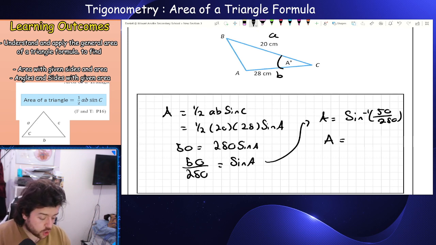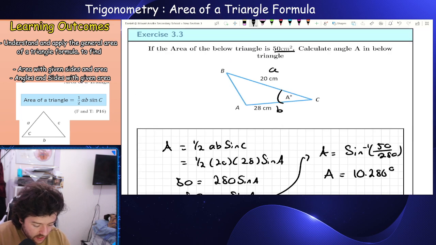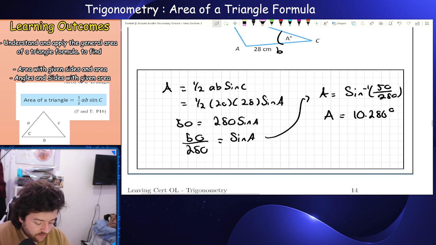I'll tell you now in two minutes. One moment, please. 50 over 280, close my bracket. And we're going to get the angle is equal to 10.286 degrees, but it's probably asked the nearest degree, is it? No, it doesn't ask us to round, so I'm just going to leave my answer like this. I think that's sufficient.